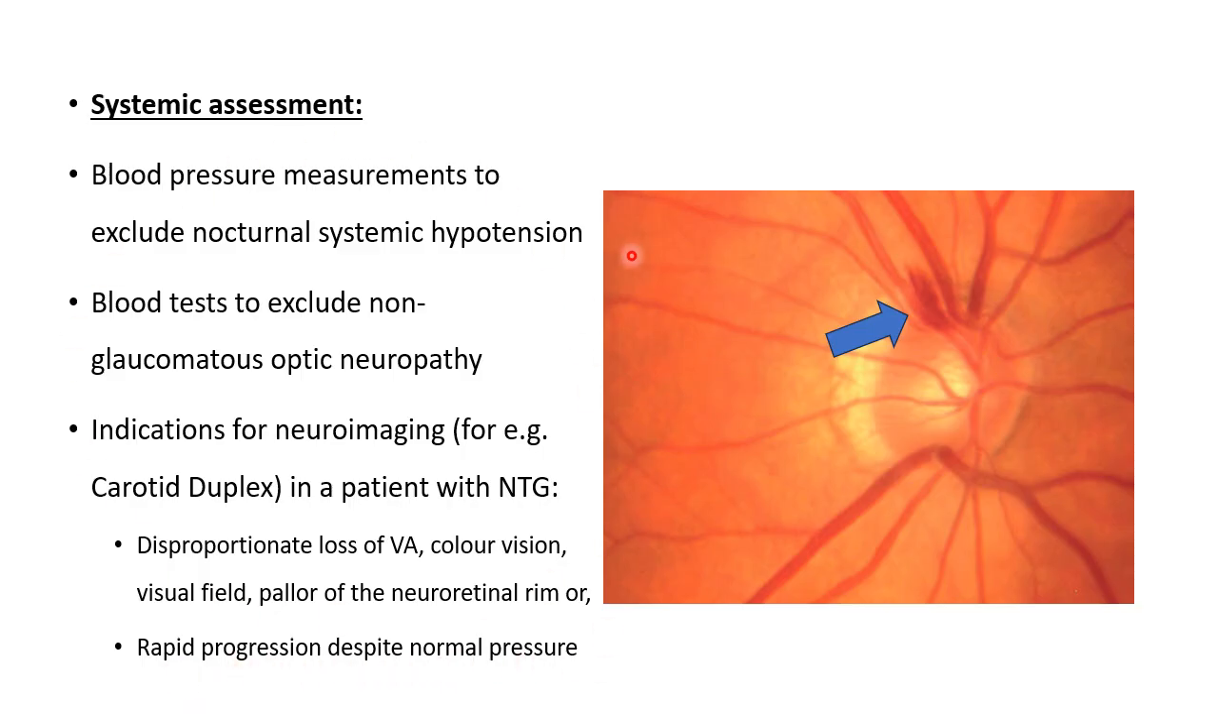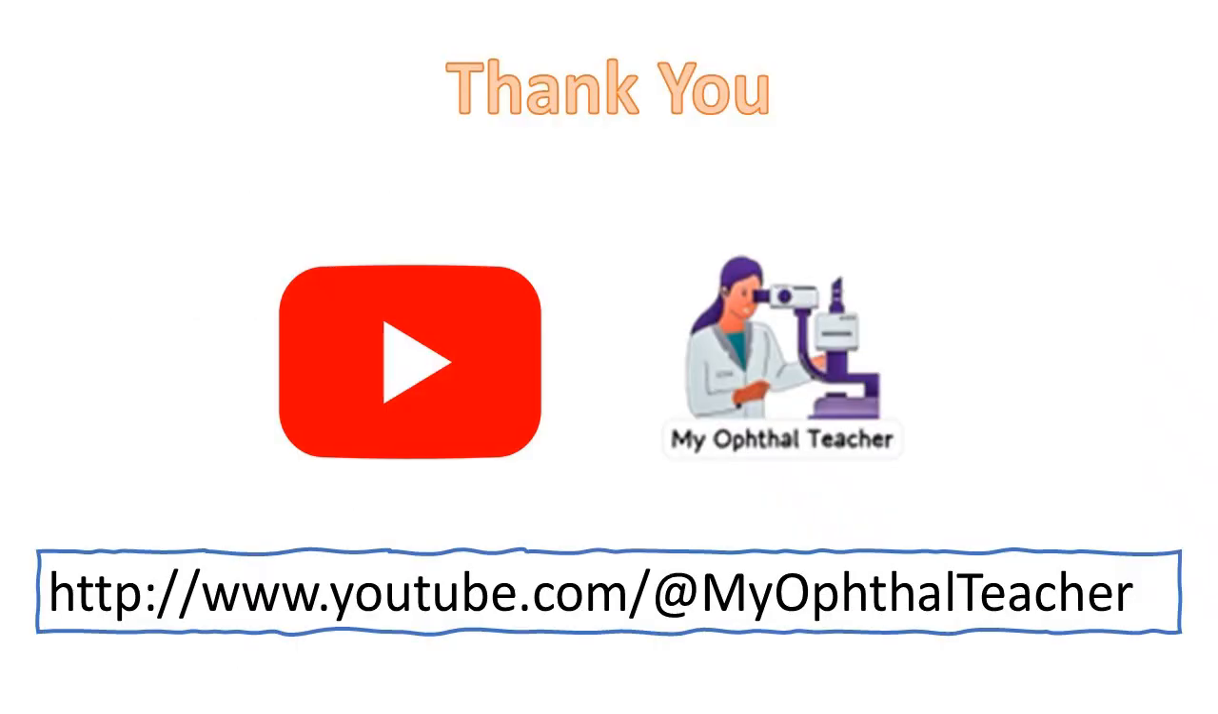So these are the conditions in NTG where you need to do a systemic assessment in order to rule out more life-threatening underlying conditions. So you might be interested in doing a carotid Doppler, which measures the circulation of the internal carotid and the ophthalmic artery, which actually perfuses the optic nerve head. So that's about it. That covers your open angle glaucoma, normal tension glaucoma, and ocular hypertension.